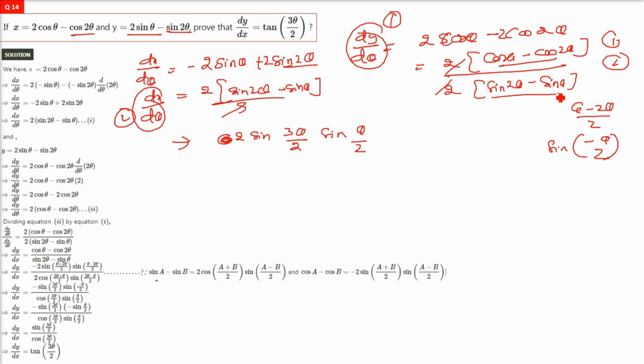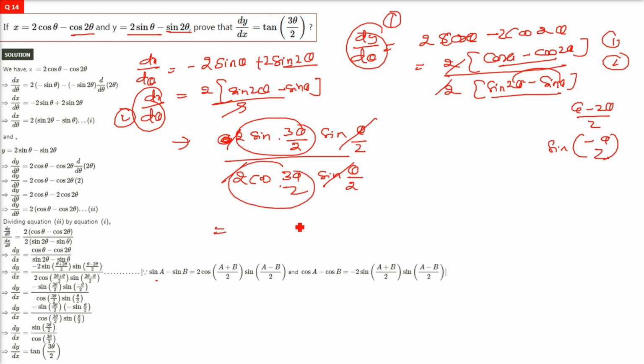In the denominator, sin 2 theta minus sin theta. And that is going to give you 2 cos A plus B by 2 sin A minus B by 2. So 2 cos 2 theta plus theta by 2, that is 3 theta by 2, and sin 2 theta minus theta by 2, that is theta by 2. Now here 2 gets cancelled, sin theta by 2 gets cancelled, and sin 3 theta by 2 and cos 3 theta by 2, if you divide them, it will be tan 3 theta by 2. So finally, after all the cancellation, you will get tan 3 theta by 2. This is your answer. Alright.